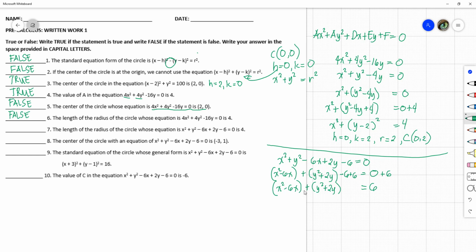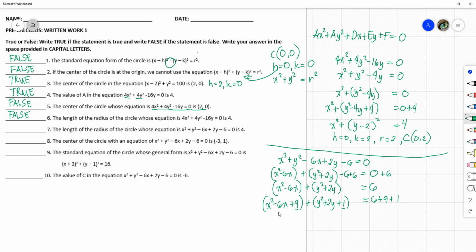Now these groups, we are going to make each a perfect square trinomial by completing the square. Here we have x squared minus 6x. One half of negative 6 is negative 3, and we square it, so we have plus 9. Then y squared plus 2y. One half of 2 is 1, and 1 times 1 equals 1, so plus 1 equals 6. Whatever you add on the left side will be added to the right side, so we have plus 9 plus 1.